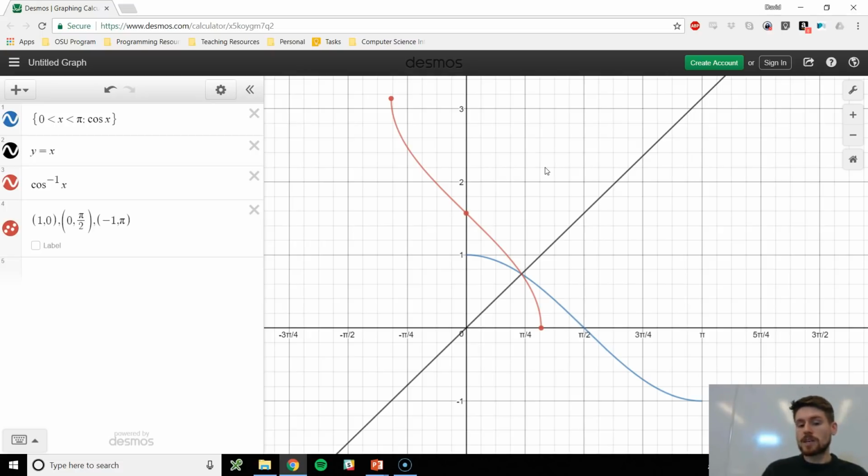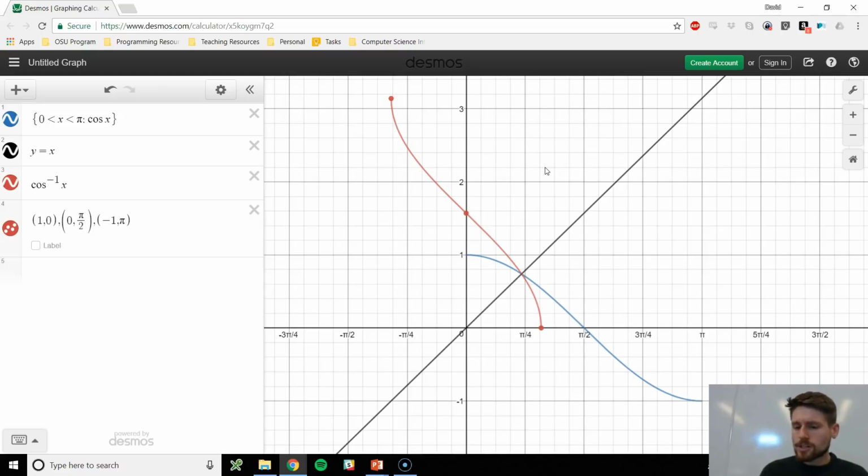So again, our order to get the graph of inverse cosine was we started with cosine, we shrunk it so that it had a domain that was 1 to 1, close to 0, and then we reflected that graph across the line y equals x. That gives us the graph of cosine inverse.